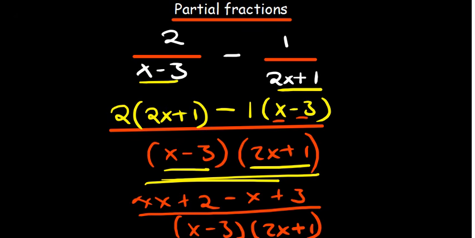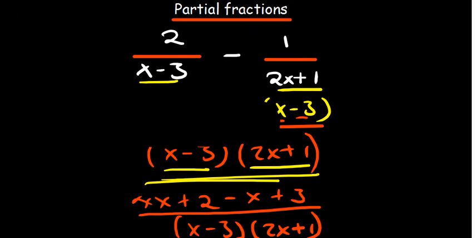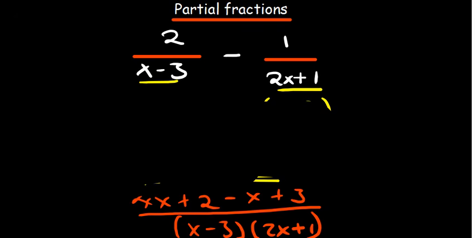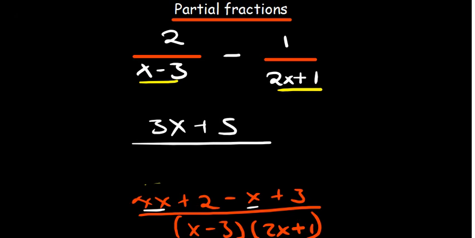At that point we can simplify it. 4x minus x is 3x. 2 plus 3 is 5, over (x - 3)(2x + 1). So this is the way we get to add partial fractions.